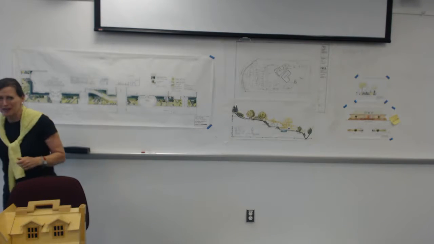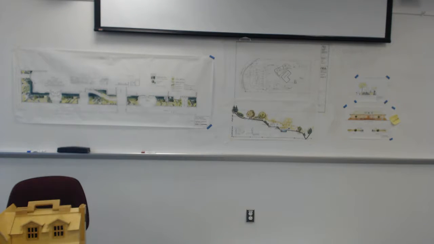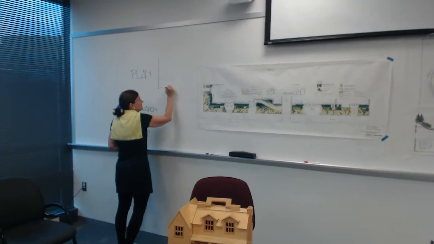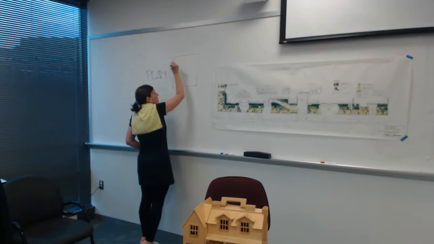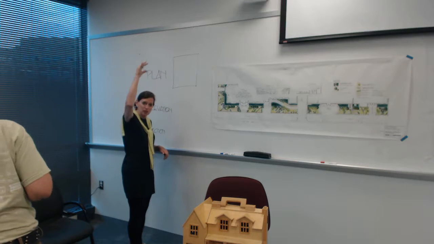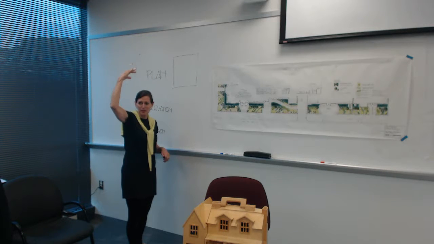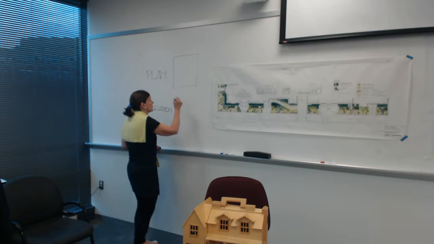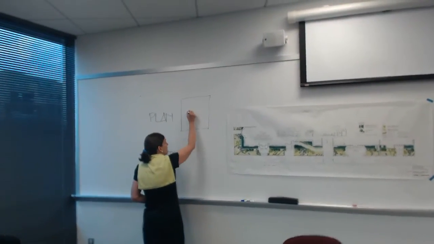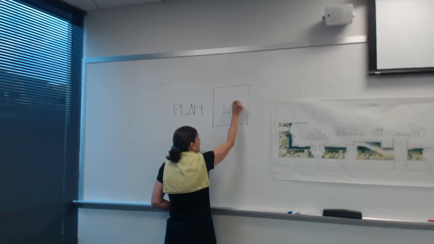But the point is, we want to get to what's going on our drawing. A plan is looking down from above. So we're up at 30,000 feet, and we're looking down at what the property is. So, for example, what you just drew for your homework, here's our house.